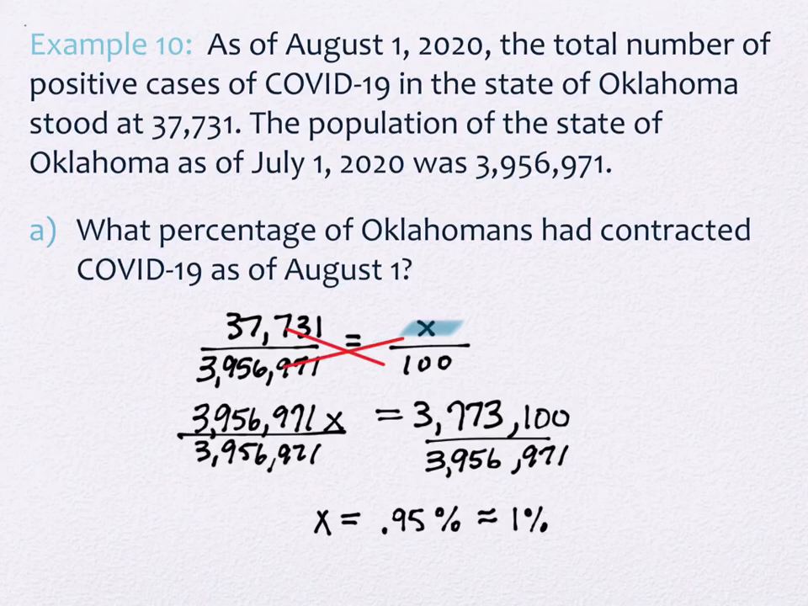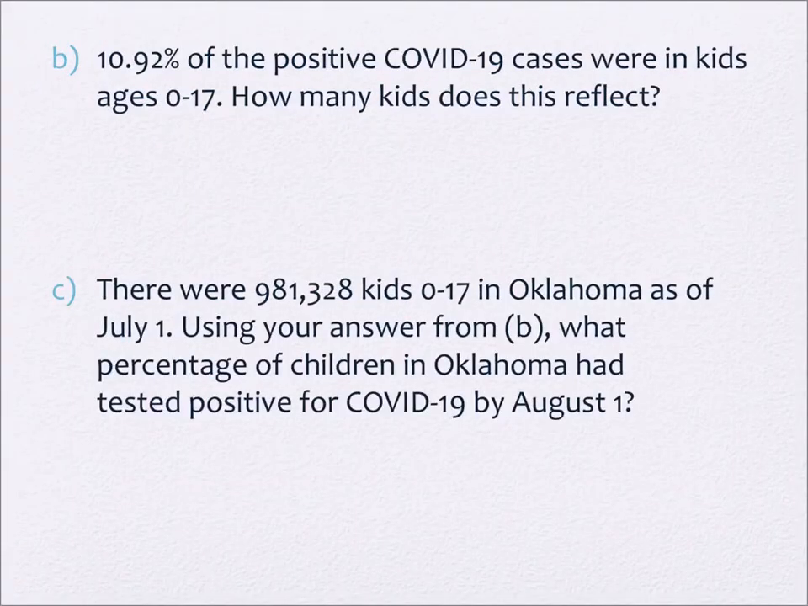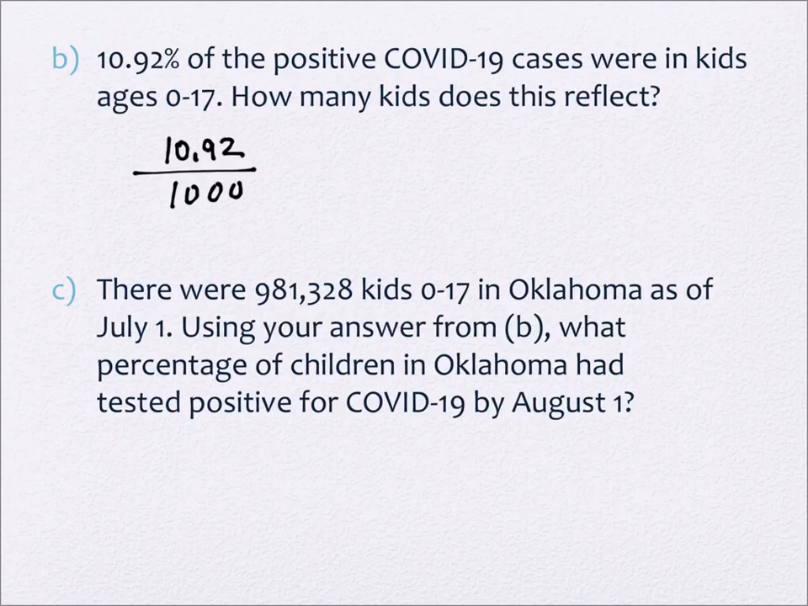Okay, when you flip to the next page, we're going to take a look at the children that are affected at that point. So we have 10.92 or 92% of the positive COVID-19 cases were in kids ages 0 to 17. How many kids does this reflect? So we had 10.92 is the percent out of 100.